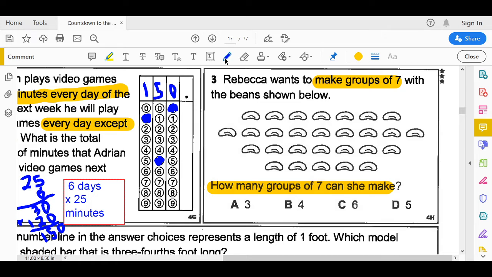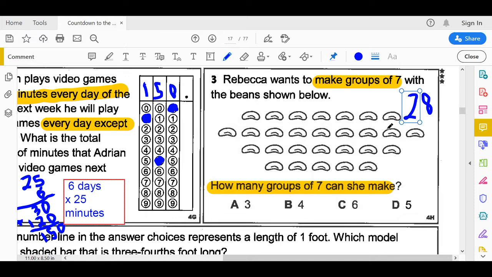Step number 1. Let's please count how many beans are there. I'm going to give you a few seconds to count. I'm counting in my mind, and then we will compare the numbers. Okay. I hope you found the same answer as I did. After I counted, I know that there are 28 beans. 28. That is a total number right here.